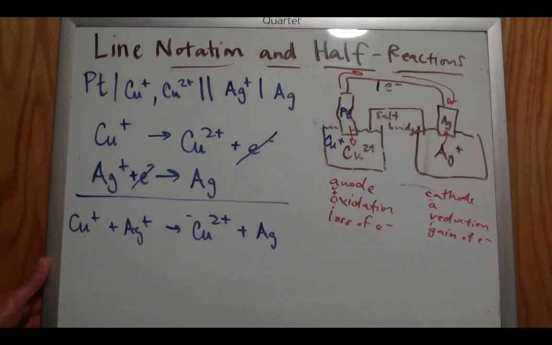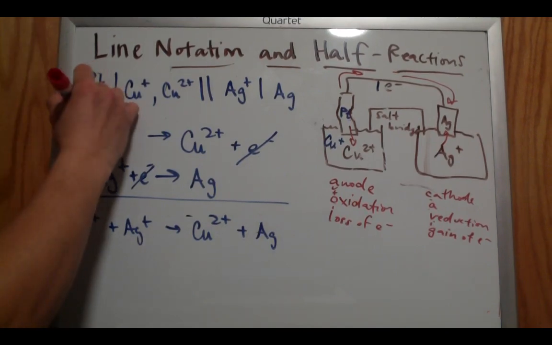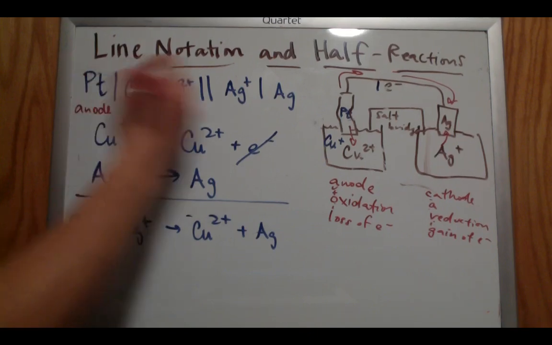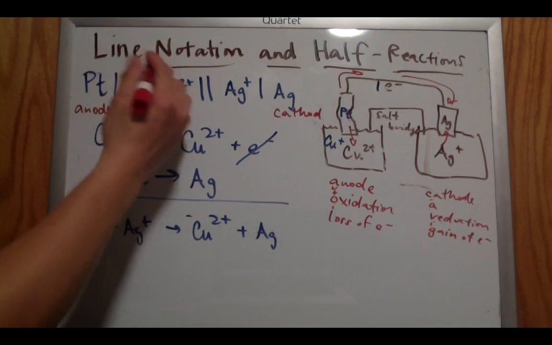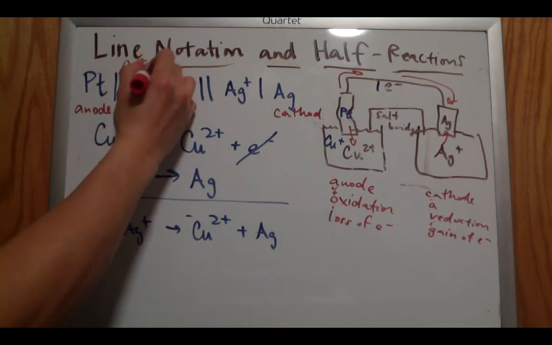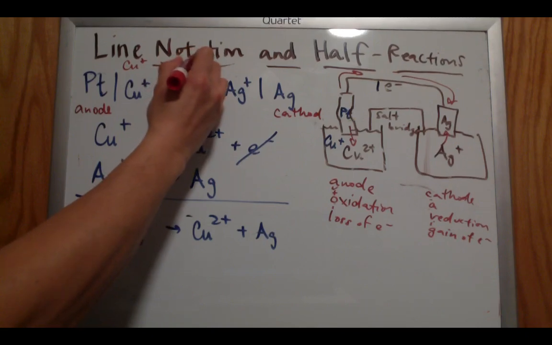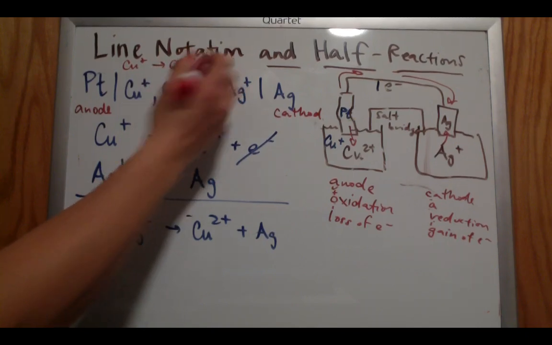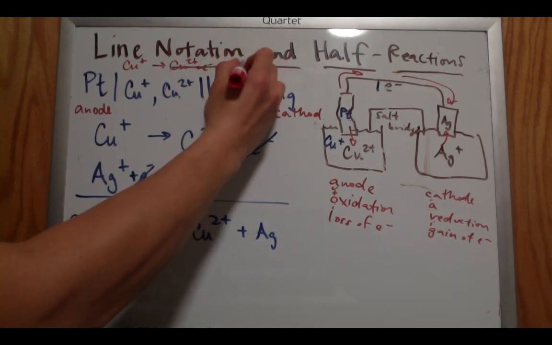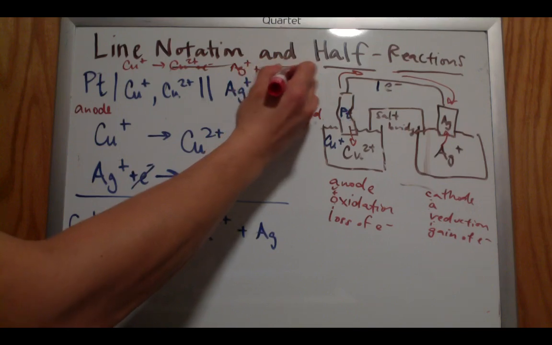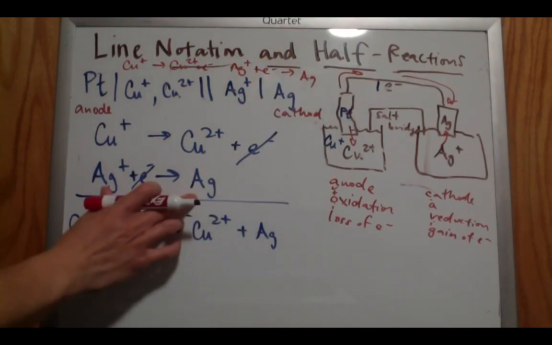So like before, this is the anode. This is the cathode. The half reactions that we'll see, Cu+ yields Cu2+, and then plus the electron, because that's the order. And then we have Ag+ plus e- yields Ag, like we saw down here.